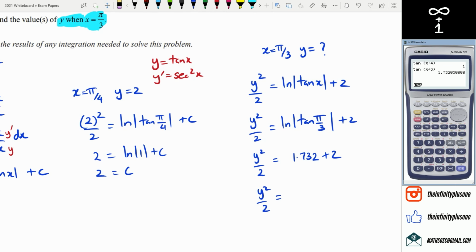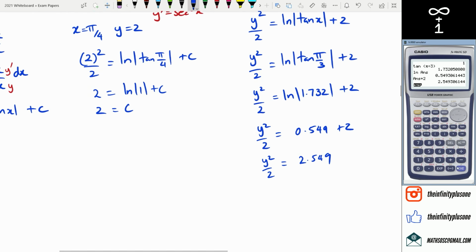No, I've just realized I made a mistake. That's not right. That should have been ln of 1.732 plus 2. So let's try that one again. This is what I mean: I'm not going to get rid of the 1.732. Instead, I'm just going to do ln of answer, and that gives me 0.549 plus 2. And of course, y squared over 2 equals 2.549.